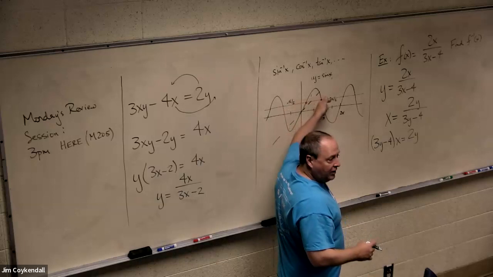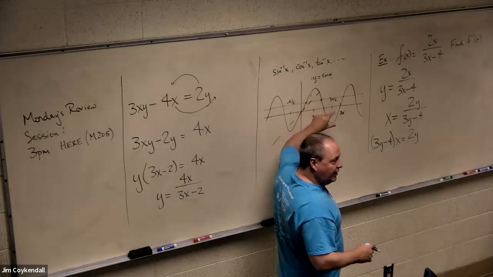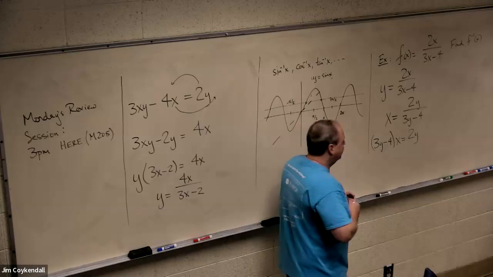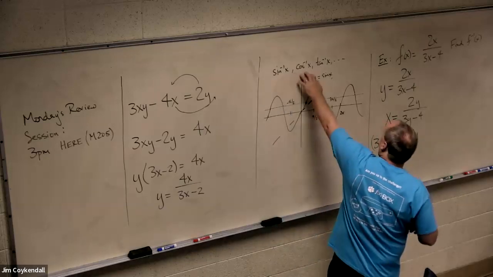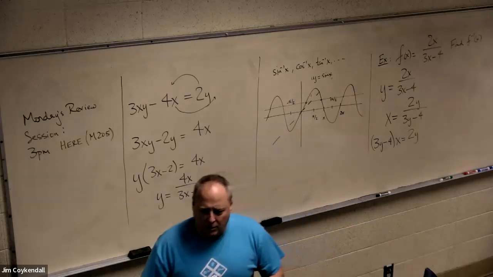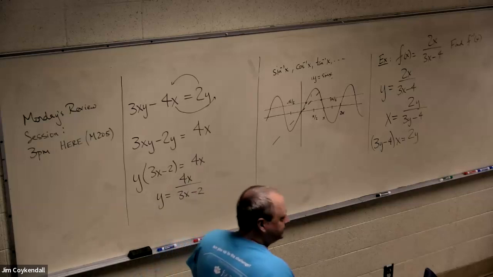If this passed the horizontal line test, when I flipped it over the line y equals x, it would pass the vertical line test, and it would be a function. Problem is, it isn't. So where in the world do they come from? Is this a big red herring? I mean, where do we get these inverse trig functions? We have something that's not even one-to-one.